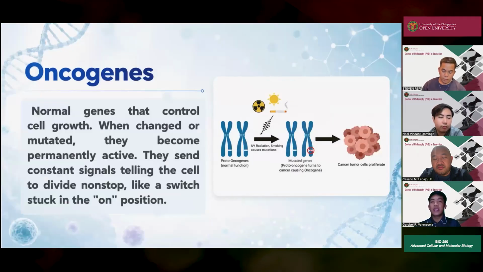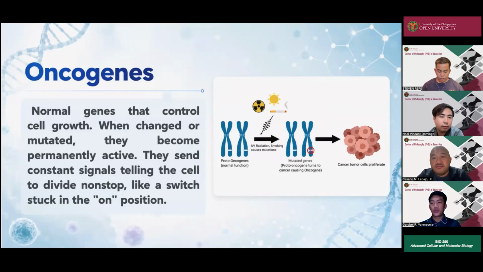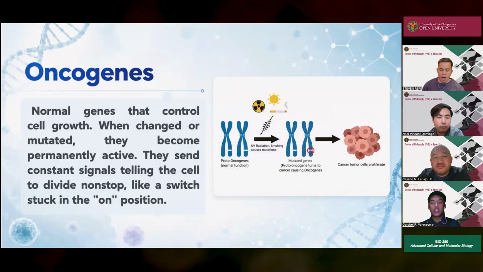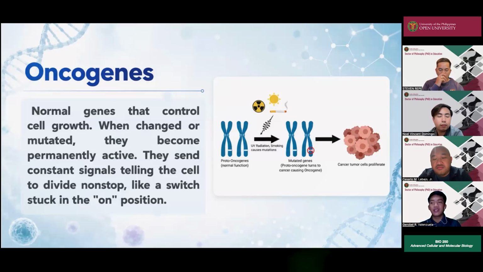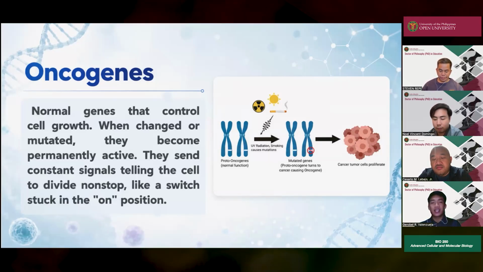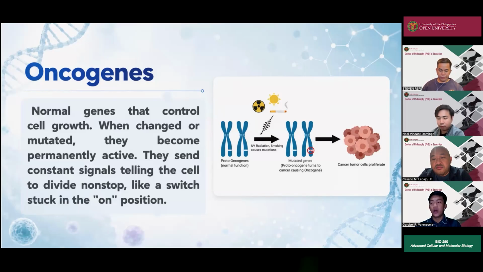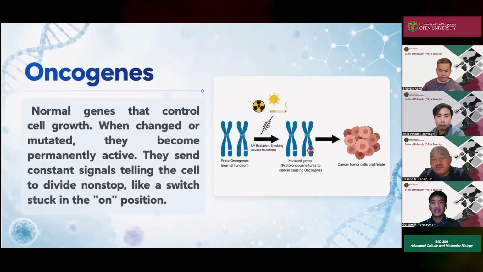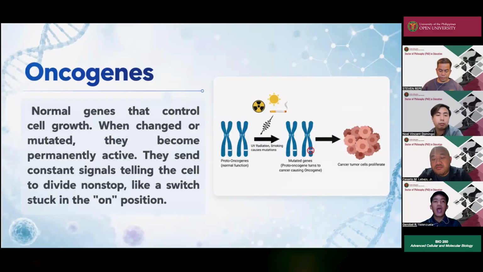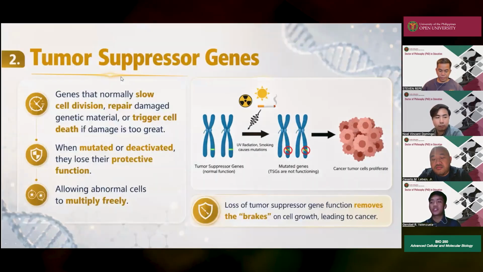Another factor is the oncogenes. Normally, some genes help cells grow and divide when the body needs new cells. But when these genes become mutated, they may become permanently active. They act like an accelerator stuck in the on position, constantly telling the cell to divide even when it should stop.